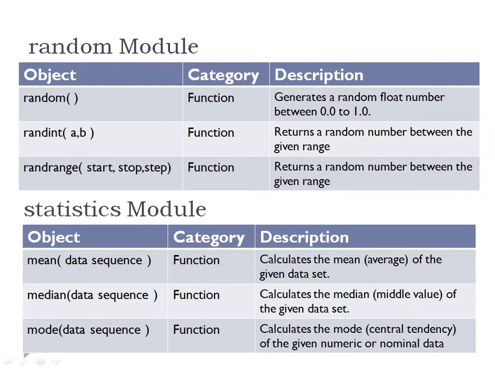Then you have the second function, randint, that is called random integer between a and b. You have to provide two values, a and b. So this function will return a random number between the given range. Now we have the third function, randrange, that is random range. Here you have three parameters: start, stop, step. So this will return a random number between the given range.